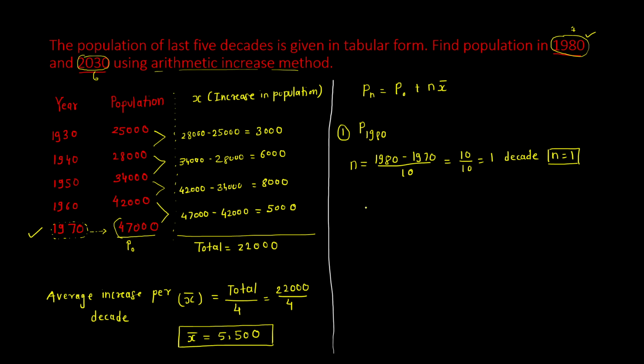Substitute all these values in the formula. So P1 is equal to P naught plus n into x bar. This n value is also 1. So P naught 47,000 plus 1 into x bar, which is 5500. So the population in 1980 is equal to 47,000 plus 5500, that will be 52,500.